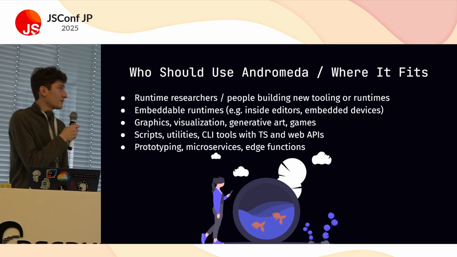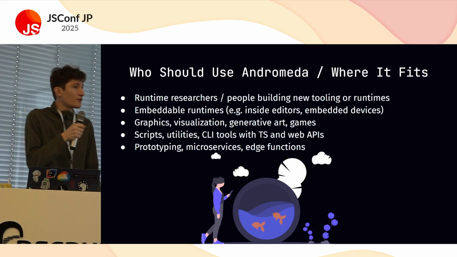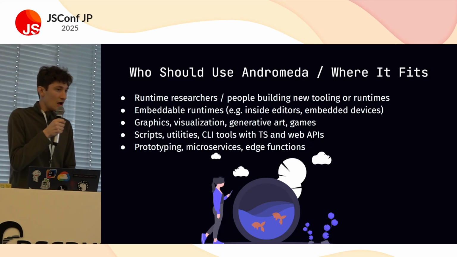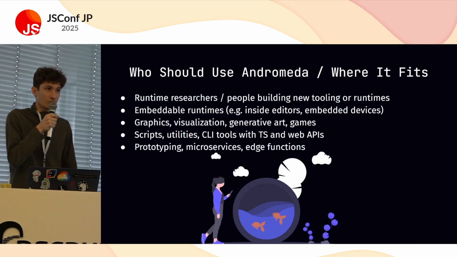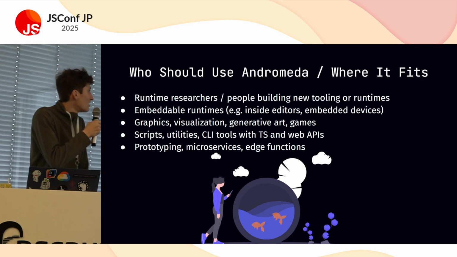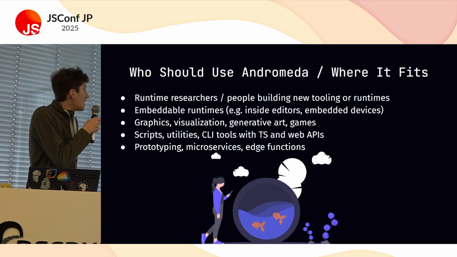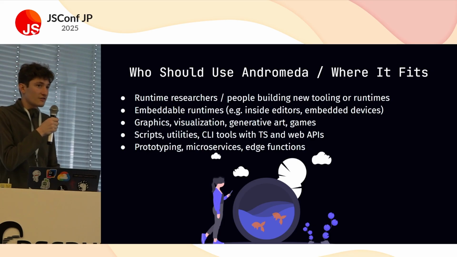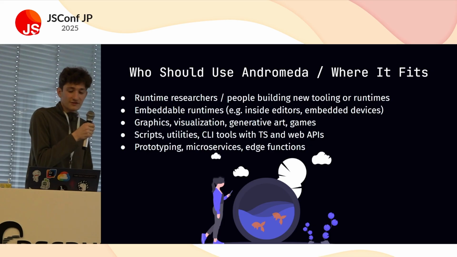A good place for this to be used would be runtime researchers, people building new tooling. The Andromeda API is built to be intuitive and give a lot of control to the developer. If you want to write your own API, you can easily include all the other Andromeda APIs if you want. By default we have graphics, which can help if you want to create visualizations or generate PNG files, or maybe even generate slideshows, which is not the case for this one.